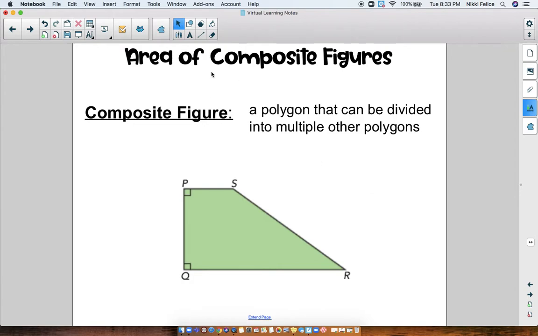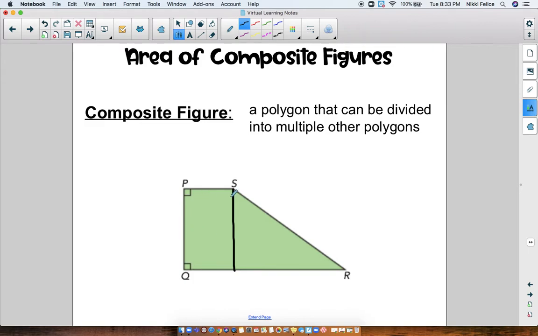Now technically, this is a trapezoid, but it's considered a composite figure because I could divide it right here, and now it's just a triangle and a rectangle. And instead of using the trapezoid formula, you could find the area of the triangle and then find the area of the rectangle and then add them together.